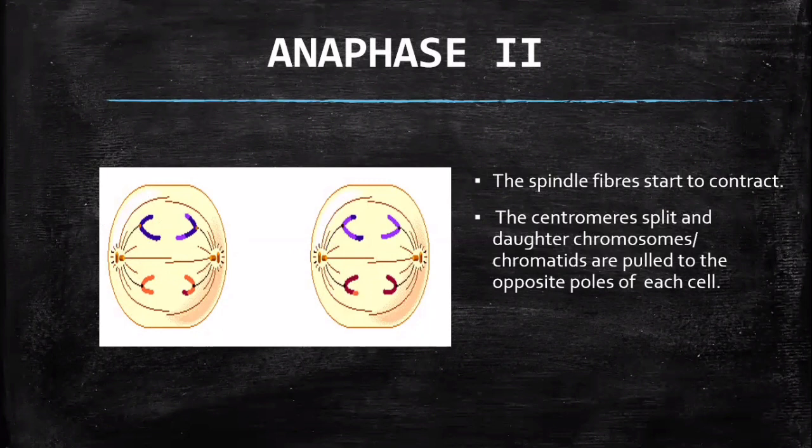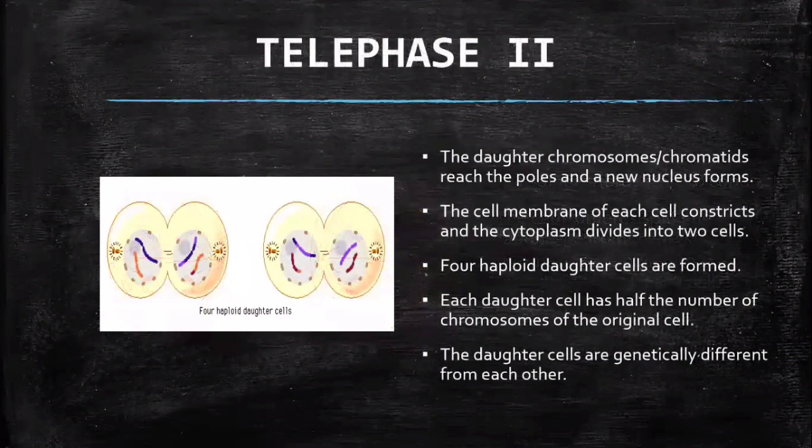Okay, now what pulls these chromatids towards opposite poles is the spindle fibers, because now they contract. And as they contract, they pull these chromatids to opposite poles. Now, once that occurs, the next phase results, which is telophase II. Then during telophase II, now these daughter chromosomes or chromatids reach the opposite poles.